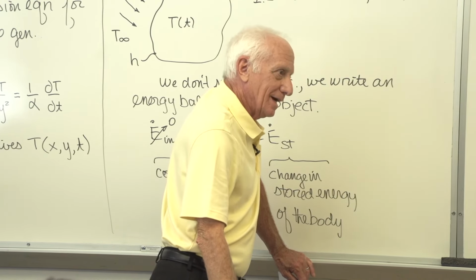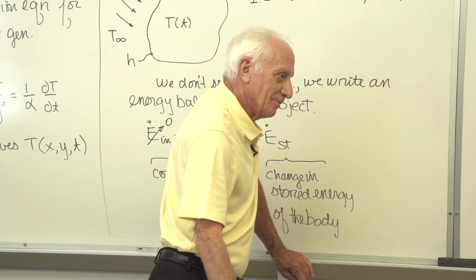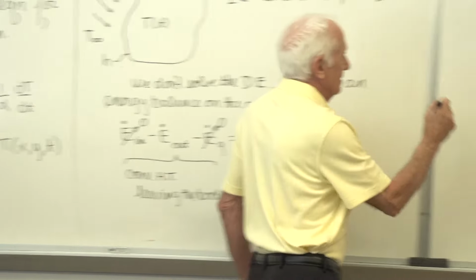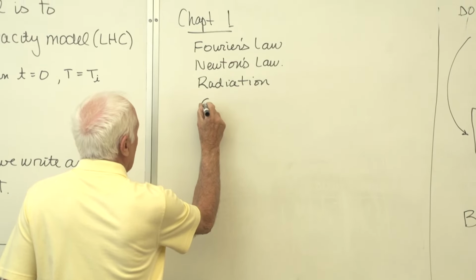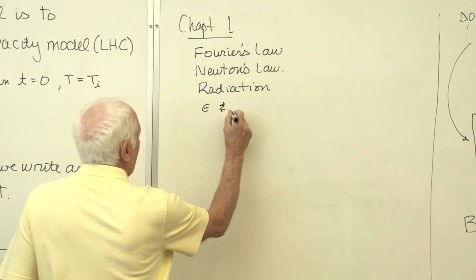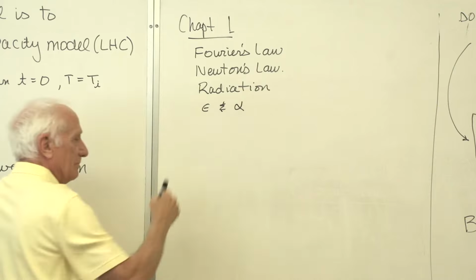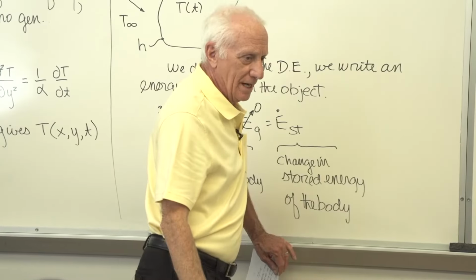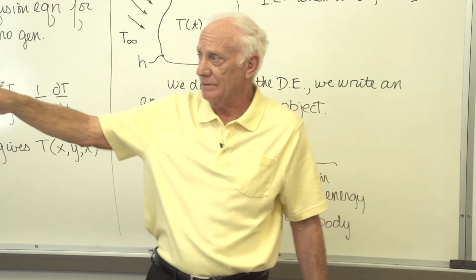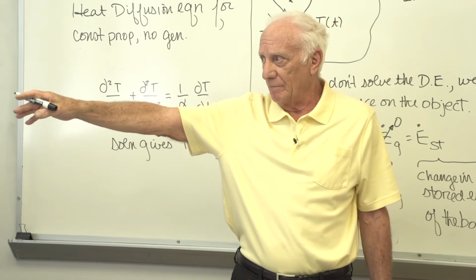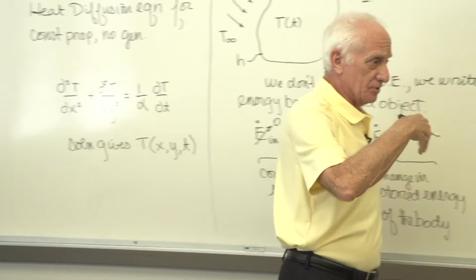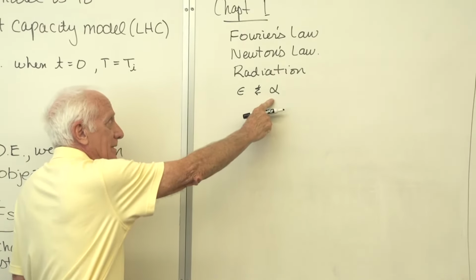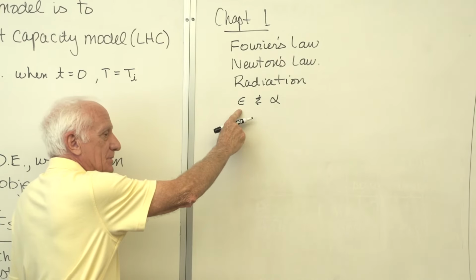Epsilon, sigma, A, T of the object to the fourth, minus T of the surroundings to the fourth. That's for a black body, where epsilon is 1. Epsilon is the emissivity. The absorptivity alpha, if you multiply the solar input on the street out there times alpha of black asphalt, then that's how much is absorbed by the black asphalt. Alpha is the absorptivity. Epsilon is the emissivity.